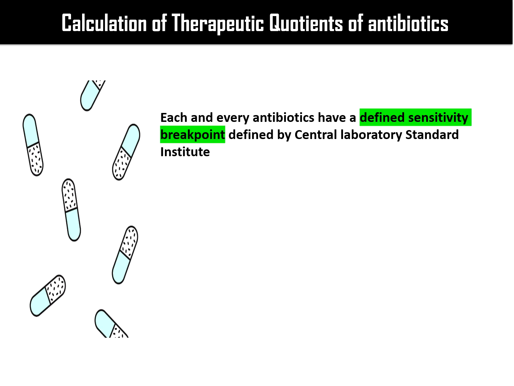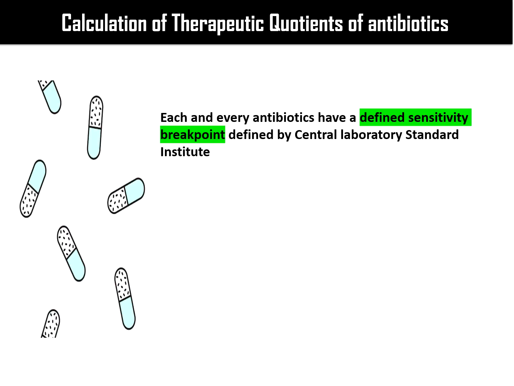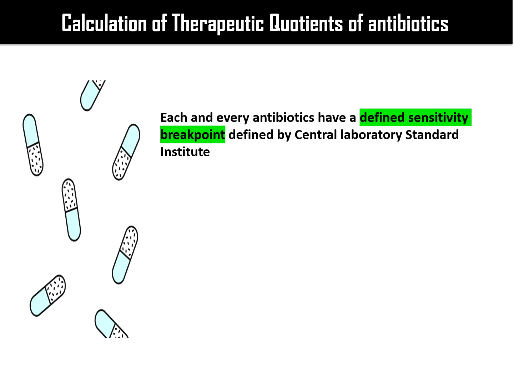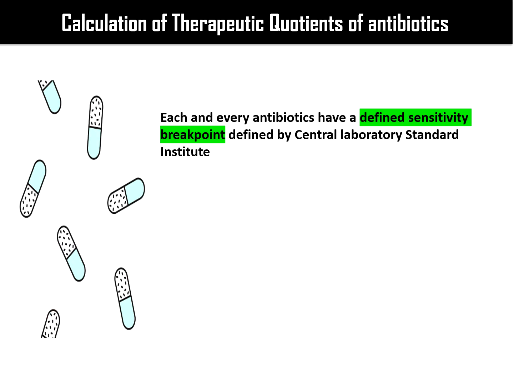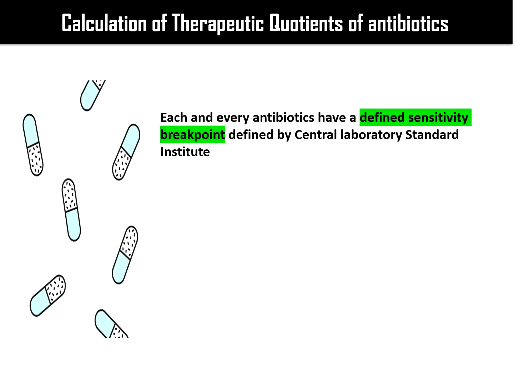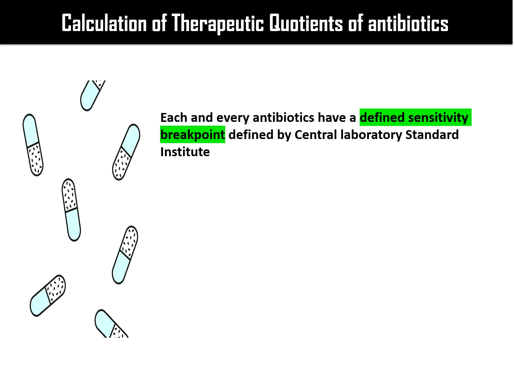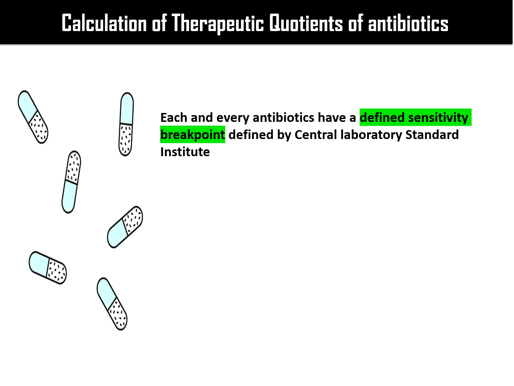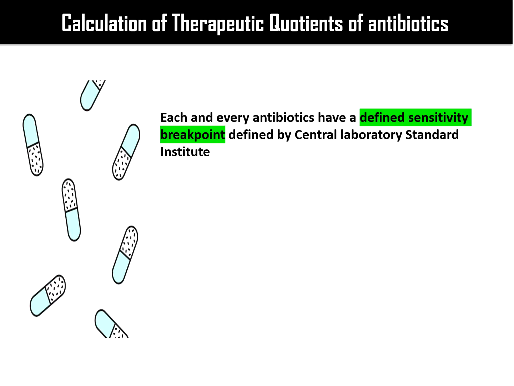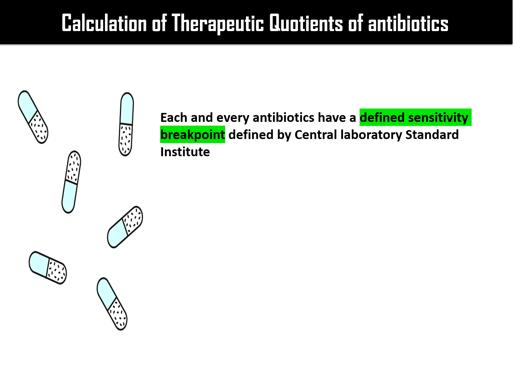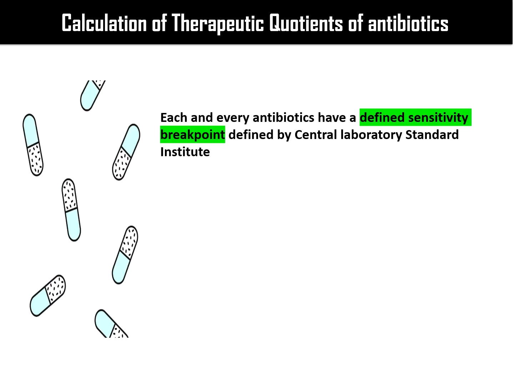Now, what is the utility of this MIC? Why should we do this sort of hard work, this calculation of MIC? It's a technically cumbersome procedure. We need a costly machine for determining this MIC. So, is there any therapeutic implication for determining this MIC? Obviously, yes. How? For that, we need to understand the concept of therapeutic quotient.